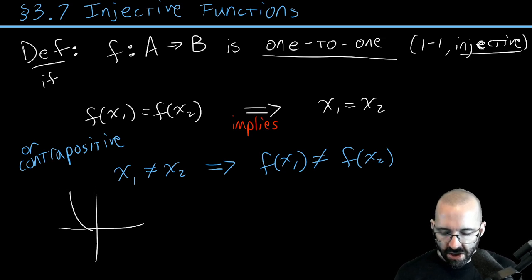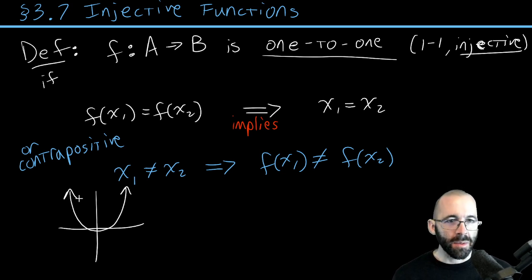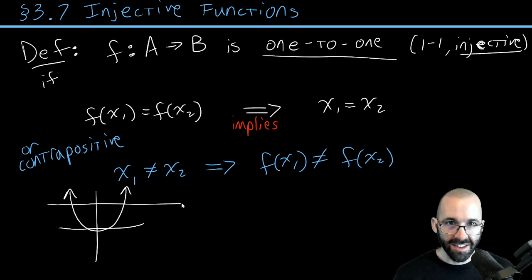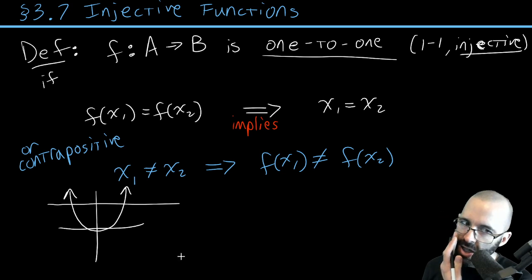Okay, so let us get going with a little picture. You may have seen this shape before. It's called a parabola. Is a parabola injective? No, it is not one-to-one. You may have heard of the horizontal line test. The vertical line test is used to determine whether something's a function. The horizontal line test is used to determine whether something's one-to-one, aka injective.